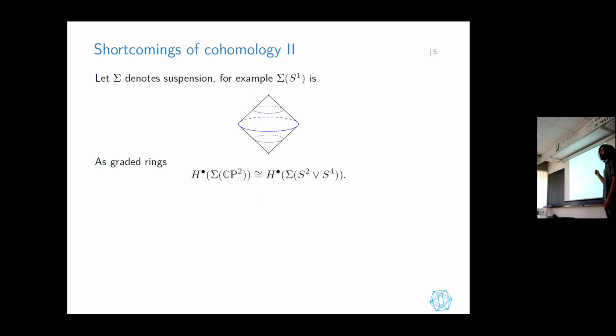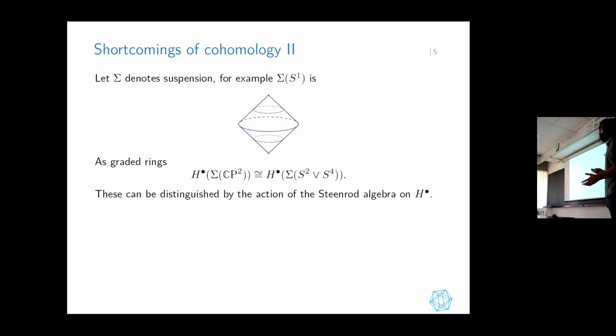Now, the suspensions of the previous two spaces that I discussed are certainly not homotopy equivalent, but they cannot be distinguished by cohomology with the cup product structure. So they are indistinguishable using cohomology considered as a graded ring. But they can be distinguished if we consider the action of the Steenrod algebra on cohomology. And this is what I'm going to be talking about today.